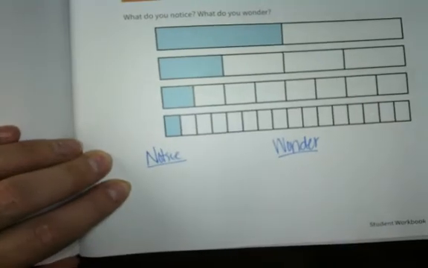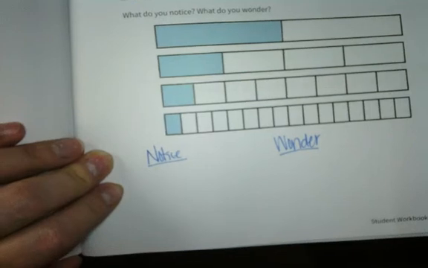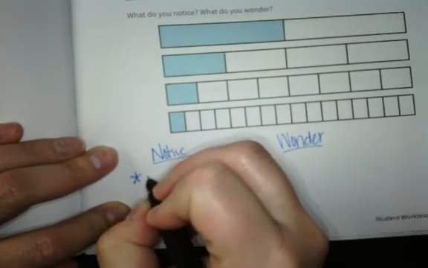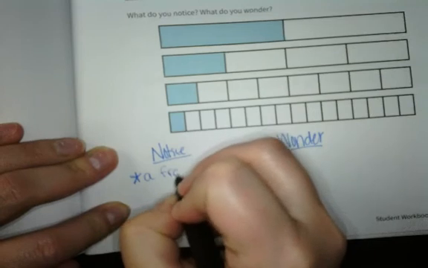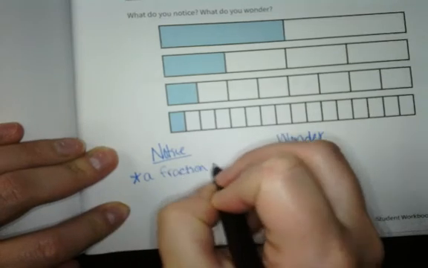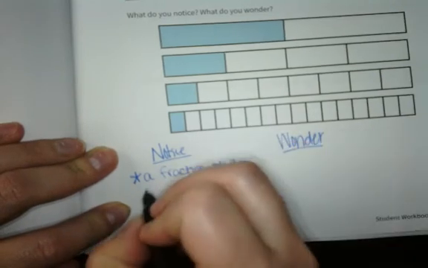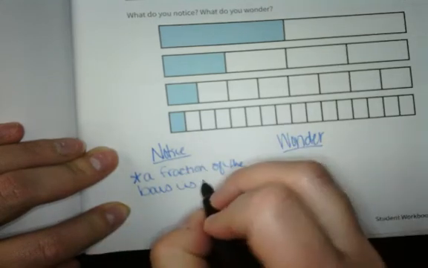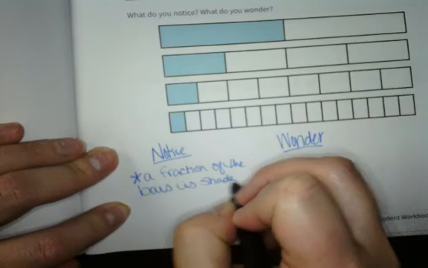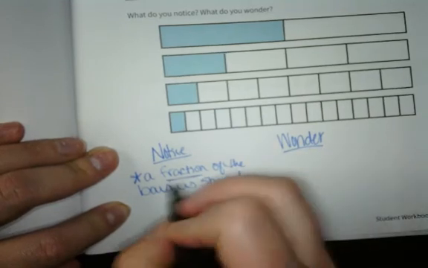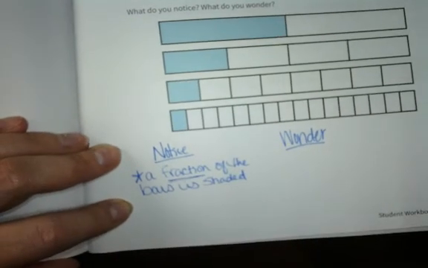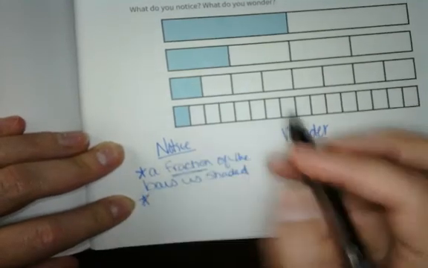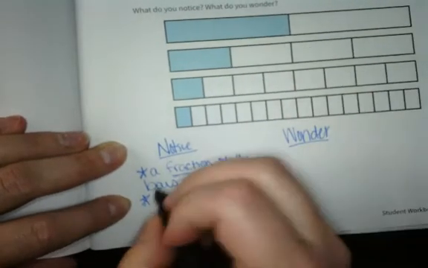Okay, all right. So, something that I noticed is that a fraction of the bars is shaded. Now, even if you didn't use the word fraction, like a part of it, something like that. Each time they're broken up into equal sizes.